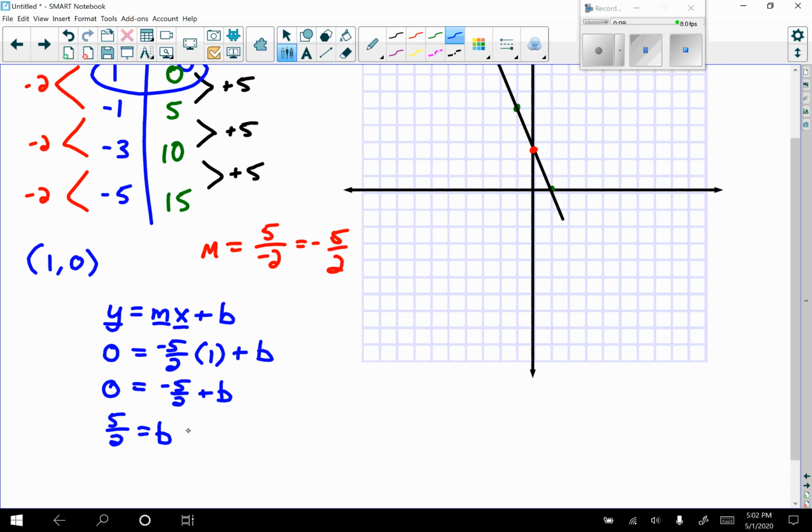So my y-intercept, and it kind of looks like it's 2.5. That's what 5 halves is. So this would be the ordered pair of 0, 5 halves. So now I could write my equation as y equals negative 5 halves x and then plus 5 halves. So let me just take another look at the problem here.